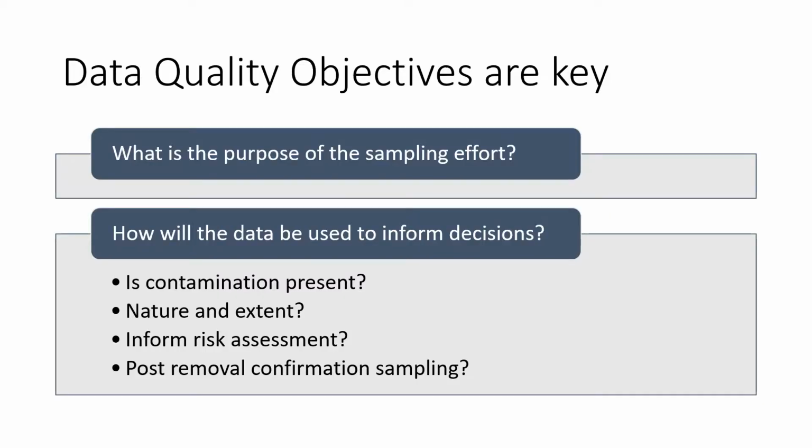When we're talking about what type of sampling that we should do at a site to best characterize a site, our data quality objectives are key. We need to understand upfront what the purpose of the sampling effort is. We should carefully consider how the data will be used to inform decisions. Are we just wanting to know if contamination is present or not? Do we want to fully delineate the nature and extent of the contaminants in the soil? Are we collecting data to inform risk assessments? Are we collecting the data to confirm that our removal has been fully completed and meets our cleanup objectives? We might want to do different things for each phase or each type of sampling.